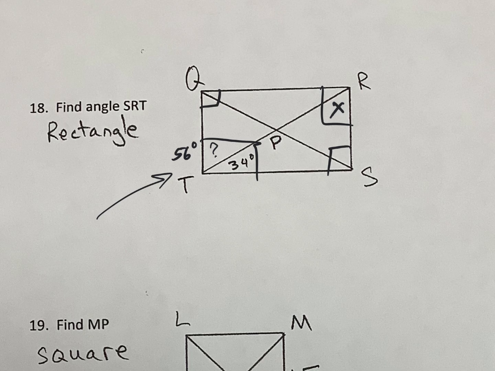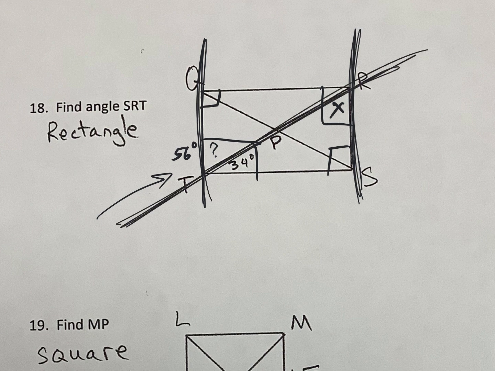You have a rectangle, which is a parallelogram. It's cut by a transversal. So 56 degrees should be equal to the X, alternate interior angles. So the answer should be 56 degrees.